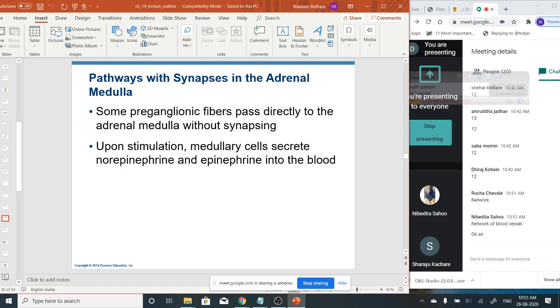Synapse in the adrenal medulla. I told you, here it acts as a hormone, because medullary cells will secrete norepinephrine and epinephrine into the blood. It will act as an endocrine, and wherever the receptors are, they will show the same action as the neurotransmitter. And therefore, when the fight and flight mechanism is there, the adrenal gland is stimulated to secrete more and more, and therefore very profound effects are seen.